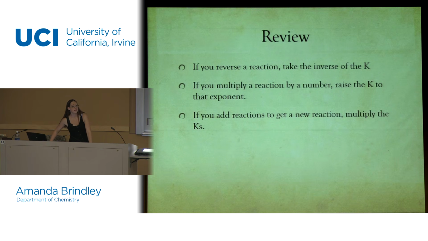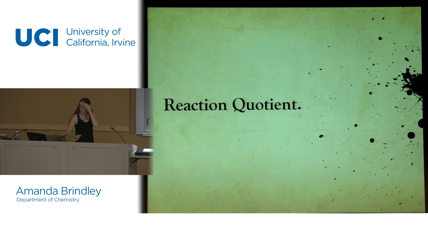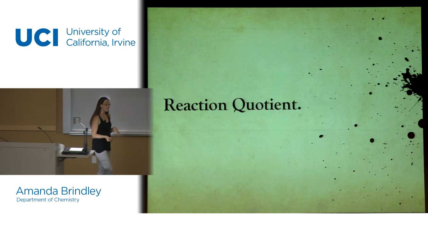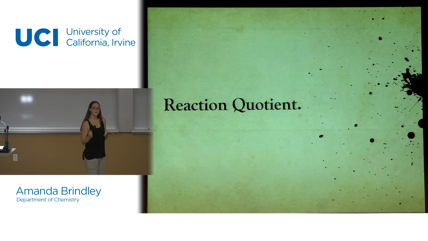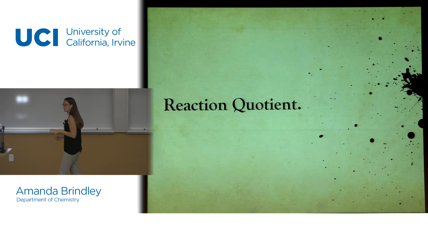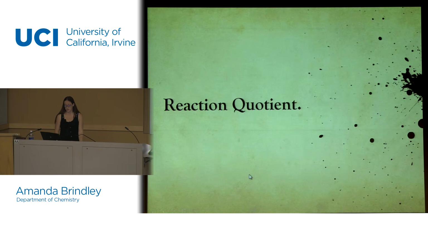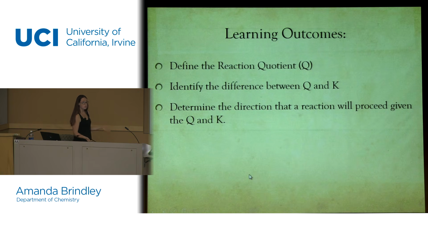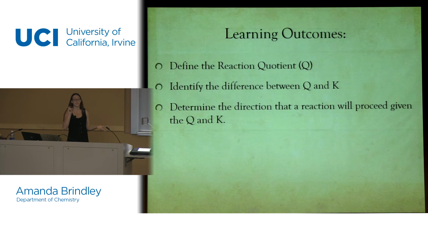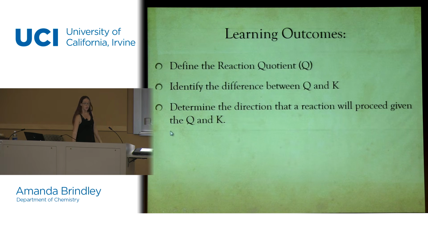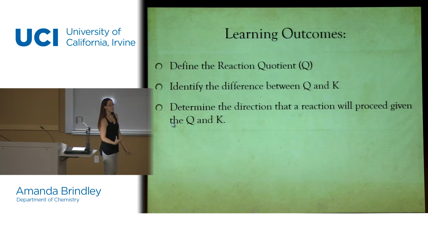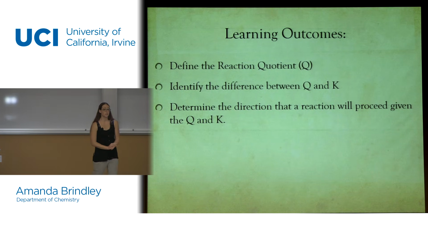Okay. Now let's talk about something called the reaction quotient. And this is in many ways kind of the same thing as K. Not quite. K is at a very particular place. Q is everywhere. But other than that, it's very, very similar. So we'll define the reaction quotient. We'll say what's the difference between Q and K because they're going to look very similar. The equation for them is exactly the same. And we can use this value, once we talk about it, to decide which way a reaction is going to go.